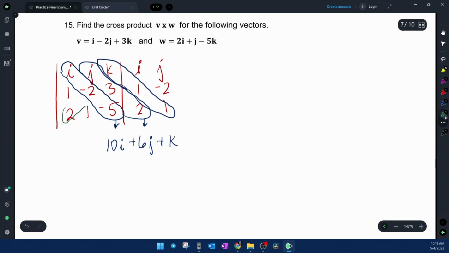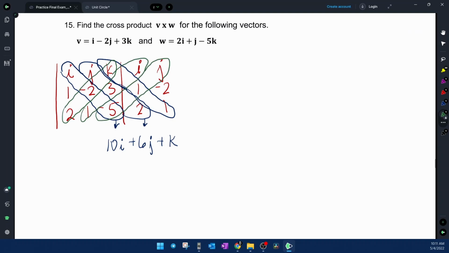Then we're going to switch directions, multiplying up on the diagonals. And if you remember when I covered this in a previous video, I said when you change directions, you have to change the signs. So multiplying our first diagonal, 2 times -2 would be -4k, but I have to change the sign. Next, 1 times 3 times I would be positive 3i, change the sign. -5 times 1 times j is a -5j, change the sign.